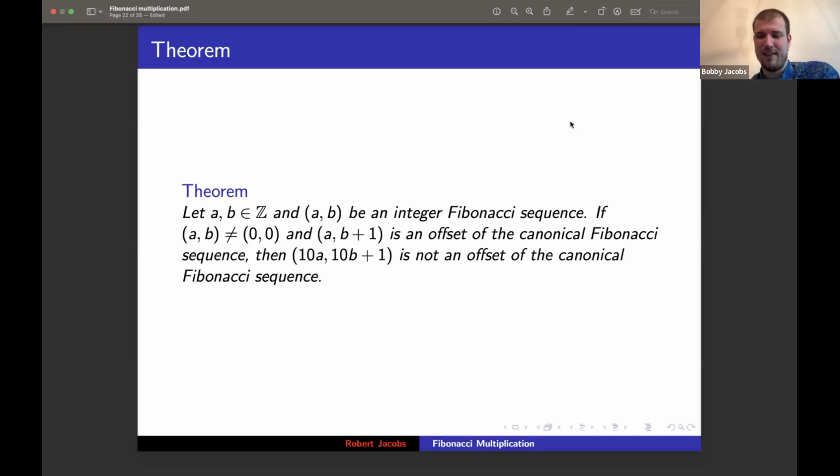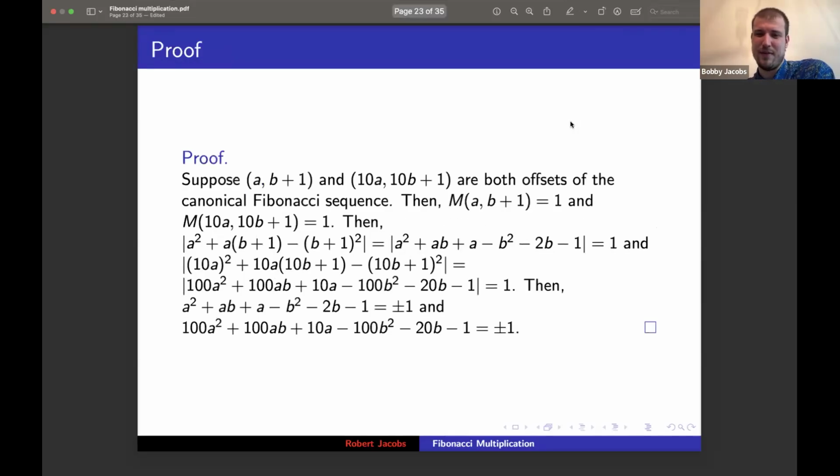Okay, so basically we're going to show that if we have a certain sequence A, B, and you add 1 to it by adding 1 to B, and if that just turns out to be the regular Fibonacci sequence, then you can just multiply it by 10 and add 1, and you'll be guaranteed to not get the Fibonacci sequence. So suppose A, B plus 1, and 10A, 10B plus 1 are both offsets of the canonical Fibonacci sequence. So they both are like two consecutive terms of the Fibonacci sequence. And so for the Fibonacci sequence, the magic number is 1. So that means that M of A, B plus 1 is 1 and M of 10A, 10B plus 1 is 1.